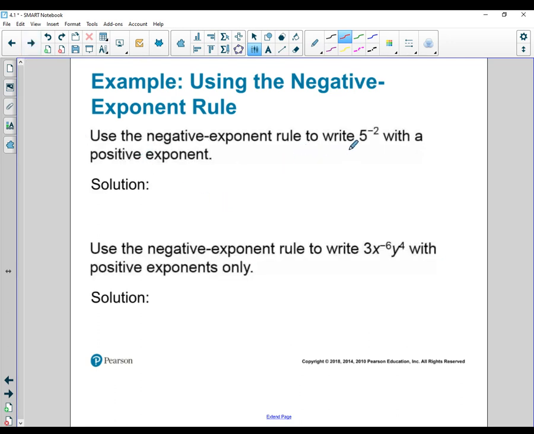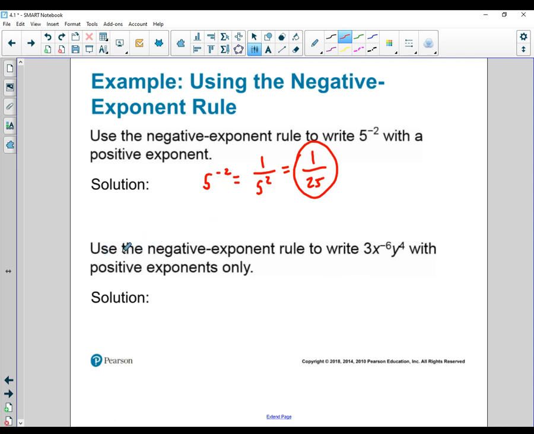So use the negative exponent rule to write 5 to the negative 2 with a positive exponent. This always kills people, right? Because we know what 5 squared is, but once you put a negative exponent, even after we just go over it, people are like, wait, what? Just remember what it means. That means throw it in the basement, right? So we have 5 to the negative 2. That's the same thing as 1 over 5 squared. And we know 5 squared is 25. Right? So 5 to the negative 2 is actually 1/25.